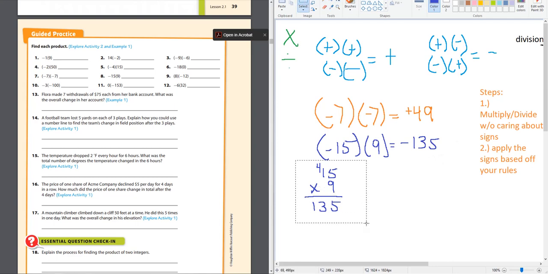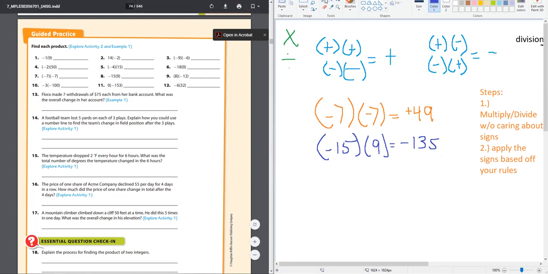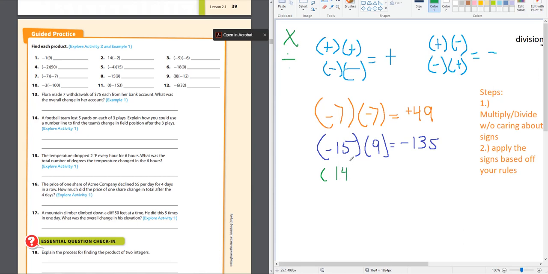Let's do a couple more. Let's do a positive times a negative: 14 times negative 2. Okay, 14 times 2 is 28. Is it positive or negative? Well, one's a positive, one's a negative. So that's going to be a negative.